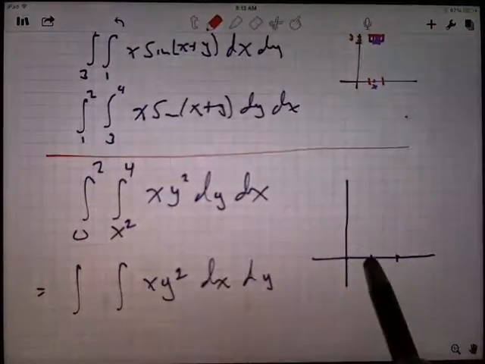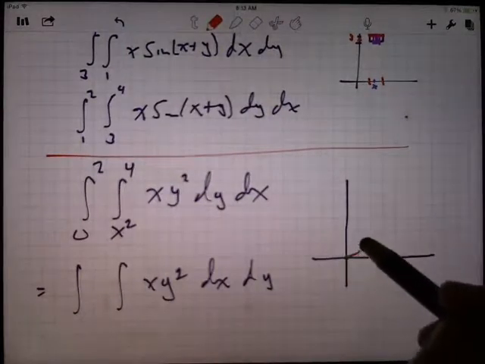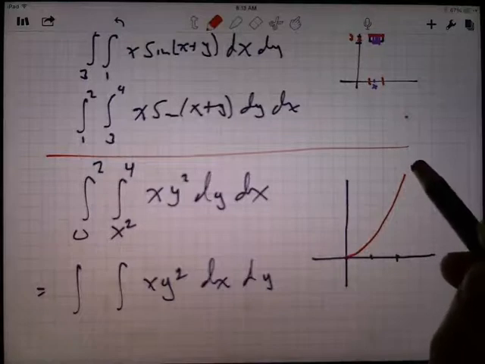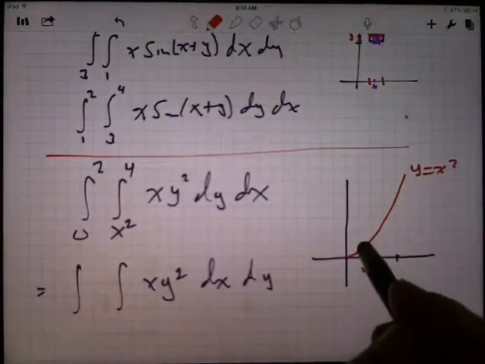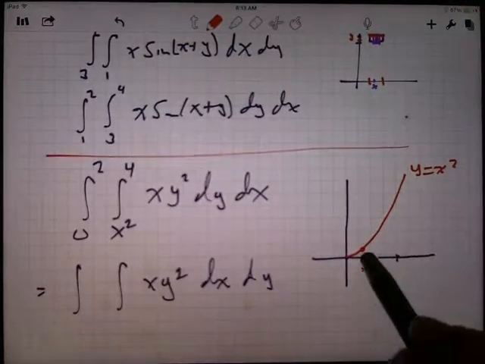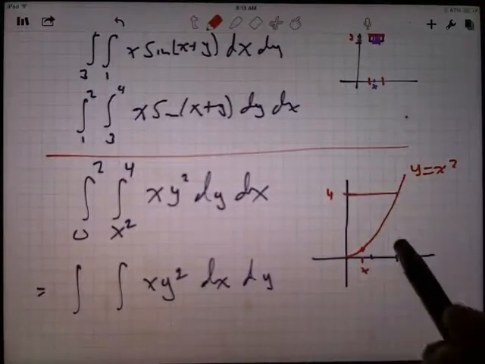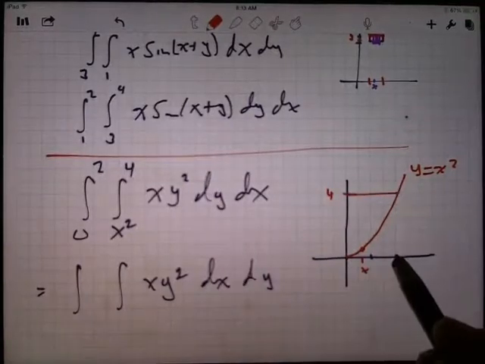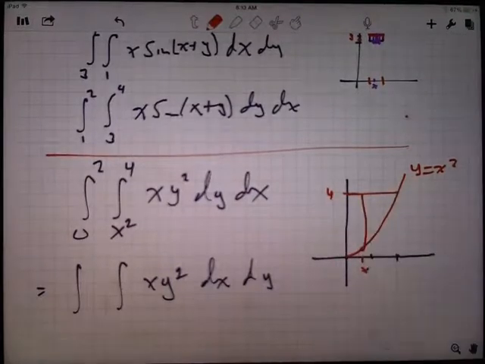Well, the y value is starting at x squared. So if I look at the graph y equals x squared, and I'm saying for each value of x in here, that value of y is my lowest y value I'm interested in. The highest y value I'm interested in is 4. I happen to notice that if you plug a 2 in, you're going to get 4. So for each value of x, these are the y values you're interested in.